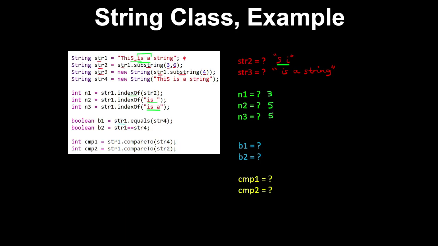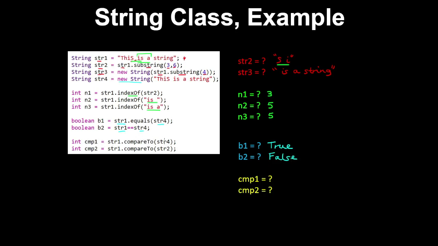Now comparing string 1 to string 4, we can see that the strings are identical, so b1 is true. And then comparing the objects, string 1 and string 4, we can see that string 1 is declared using direct initialization, which is stored in a pool, and string 4 is declared using dynamic initialization, which is stored in a heap. So while the strings are the same, the objects are not equal, and therefore b2 is false.